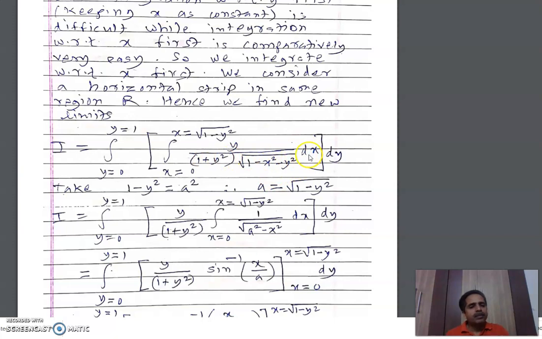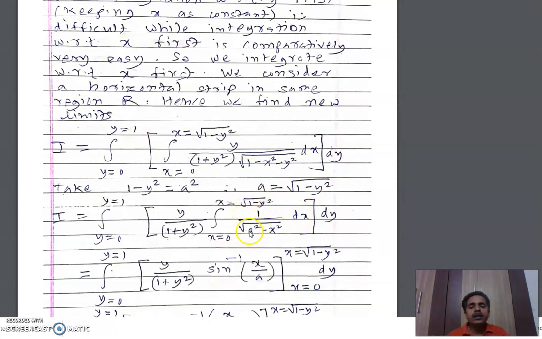You can see that here we have to integrate first with respect to x, so y will be constant, so this y and this 1 plus y square will be constant. They can be taken outside the integration. And by the way, here y is constant, so 1 minus y square will be constant, and let's take 1 minus y square as a square, so a became under root of 1 minus y square, and the integration became 1 by under root of a square minus x square dx.